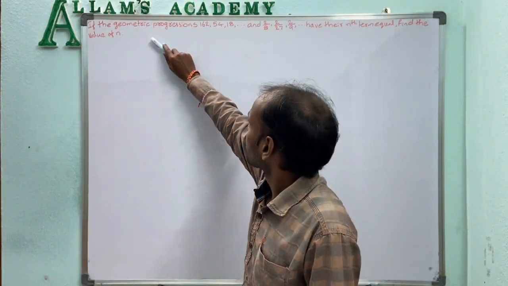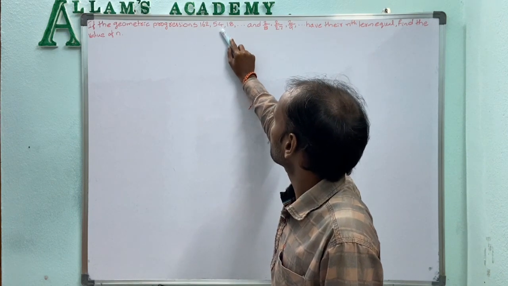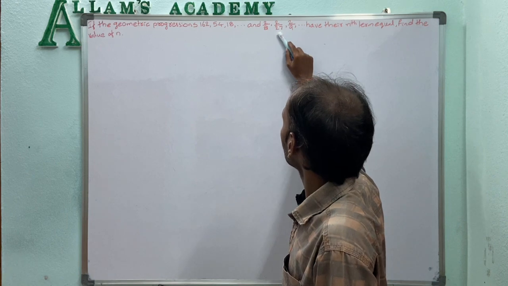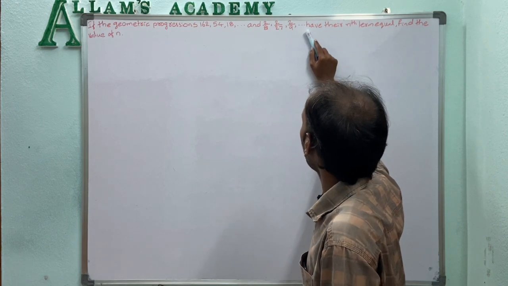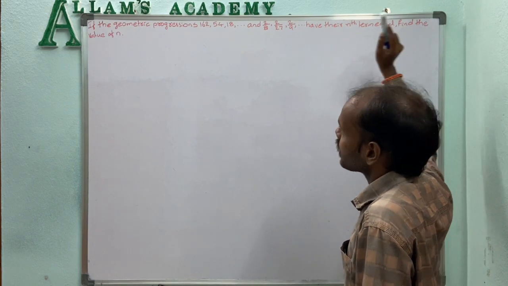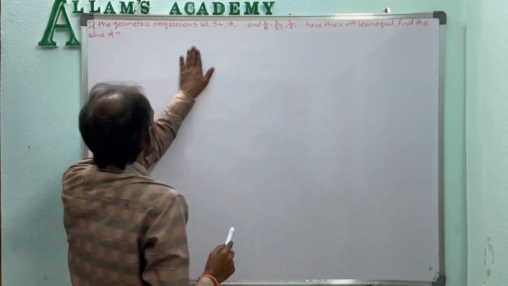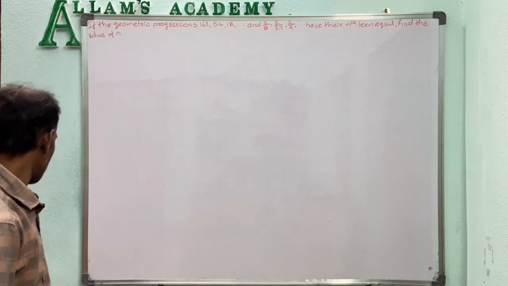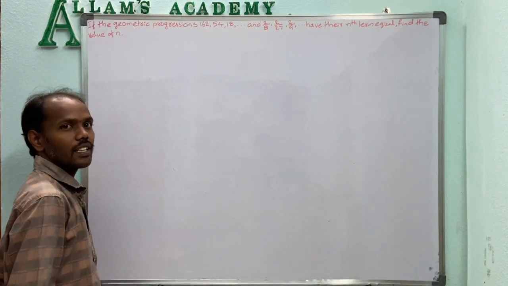If the geometric progressions 162, 54, 18 and so on and 2/81, 2/27, 2/9 and so on have their nth terms equal, then find the value of n. So which terms of these two geometric progressions are the same? That is the question given here.